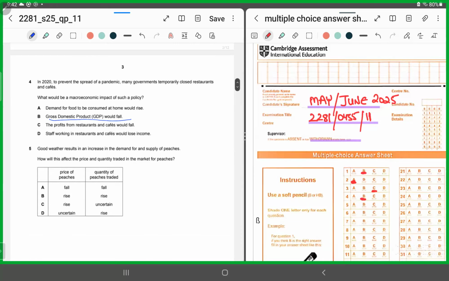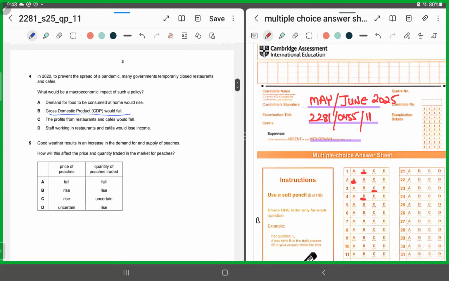Number 5. Good weather results in an increase in the demand for and supply of peaches. How will this affect the price and quantity traded in the market for peaches? So now if the weather was favorable, more peaches were produced. So the supply of peaches rose. Similarly, they also say that the demand for peaches also rose. So this means that the quantity of peaches traded rose.